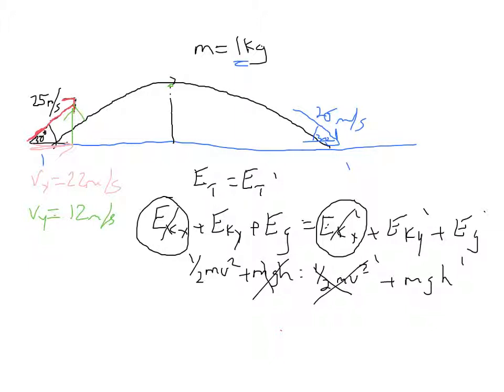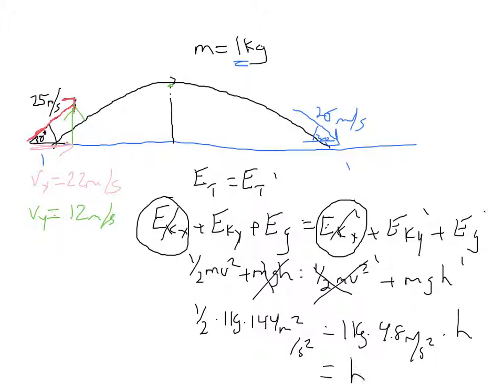If I plug in the numbers for this, 1/2 times 1 kilogram times, in the y component, it was 12 meters per second, so if I take that number squared, that's 144 meters squared per second squared. That's just velocity squared. That equals 1 kilogram times 9.8 meters per second squared times h, which is what I'm trying to solve for. I'm going to take out my calculator and see that h is equal to 7.34 meters.